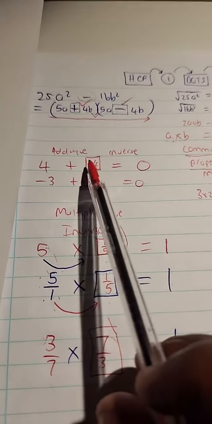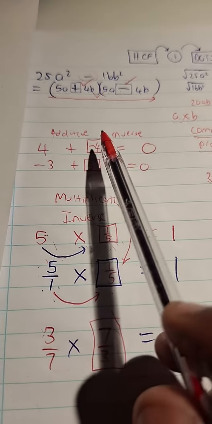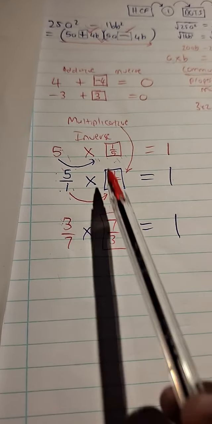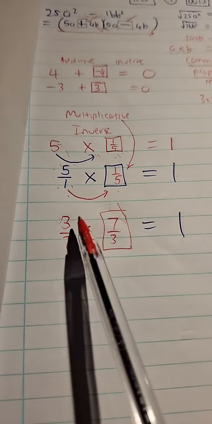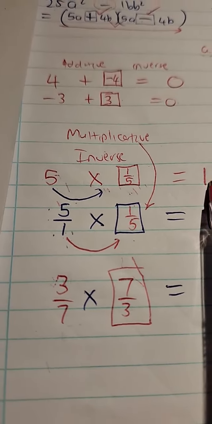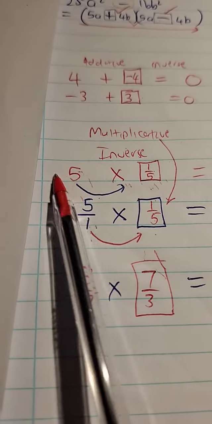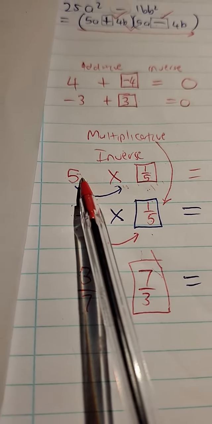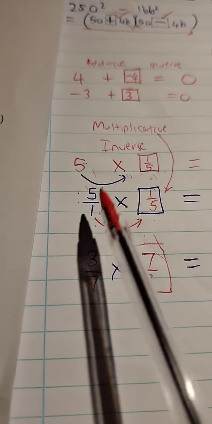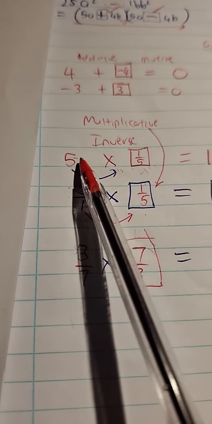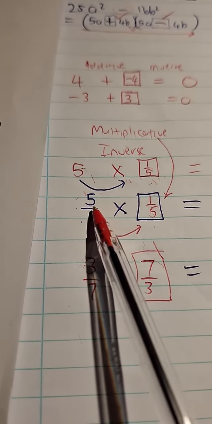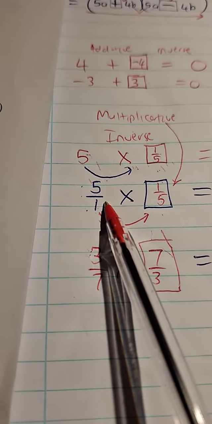So please understand, when you want the additive inverse, you want that number that you can add to another to give you 0. When you want the multiplicative inverse, you want that number that you can multiply to another to get 1. So when I say what is the multiplicative inverse of 5, understand what is 5 as a fraction. It is 5/1. And therefore, what is the multiplicative inverse of 5/1?